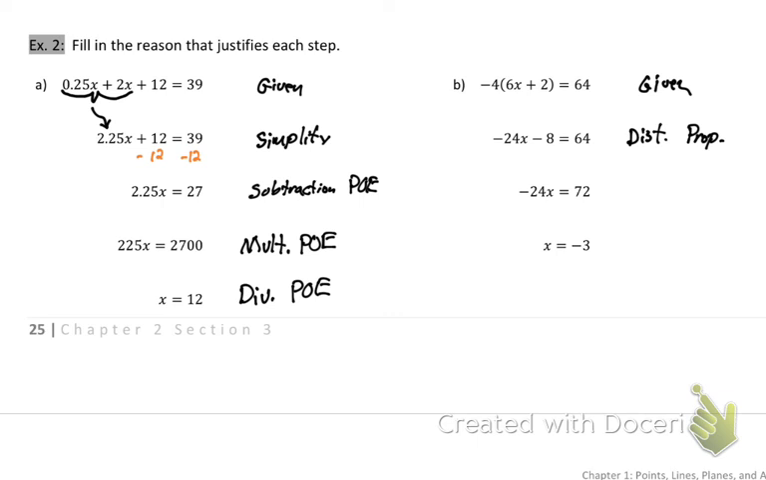How did I get from step 2 to step 3? Shout it out. Adpo, our addition property of equality. Be careful that you didn't use subtraction, because I did add 8 on both sides. I added 8 to both sides to get to 72, so it should be adpo and not subtractpo. Last step, division po. I'll call it divpo.